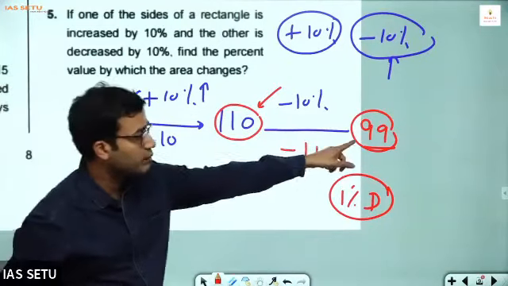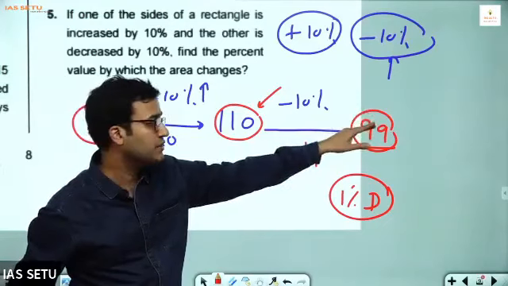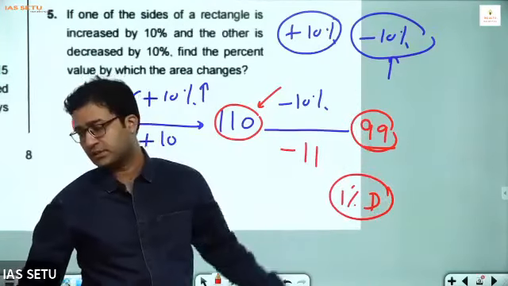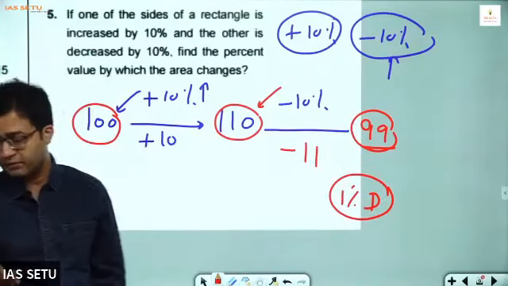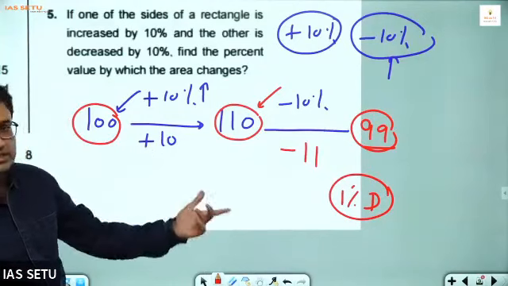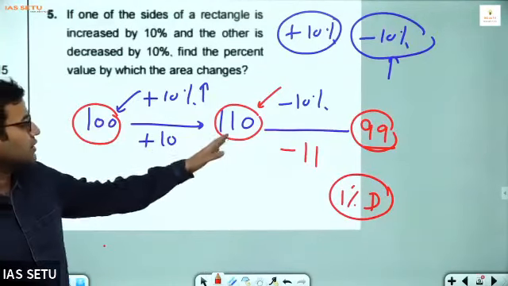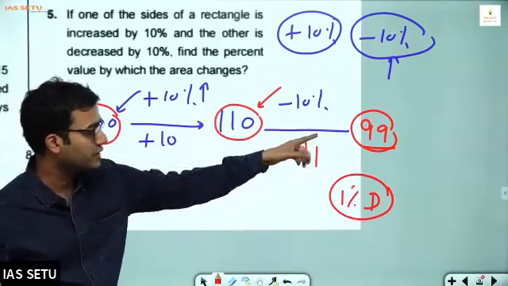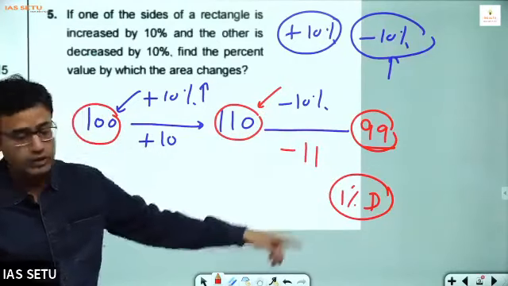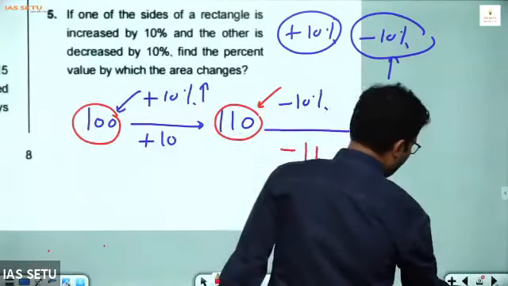If this value is coming more than 100, increase. If this value is coming less than 100, decrease. This is my one question. I will take question number 6 and 7. You will understand. 100 plus 10, 110, minus 11, 99. It is 1% less. So 1% decrease. Just wait. Let me take question number 6.